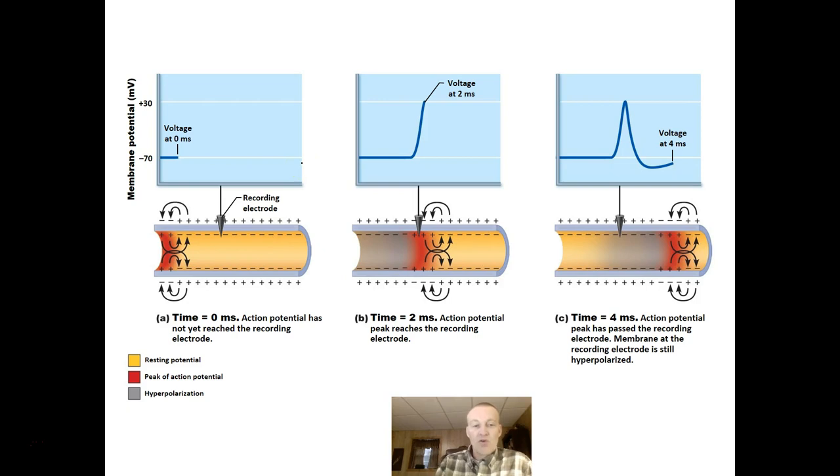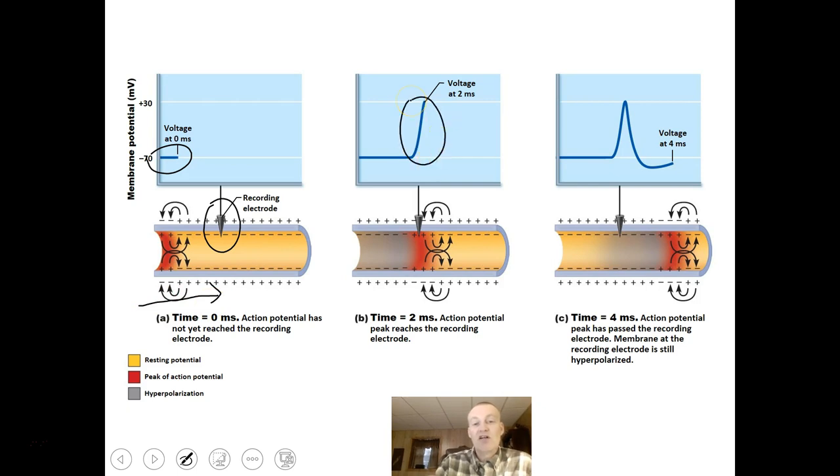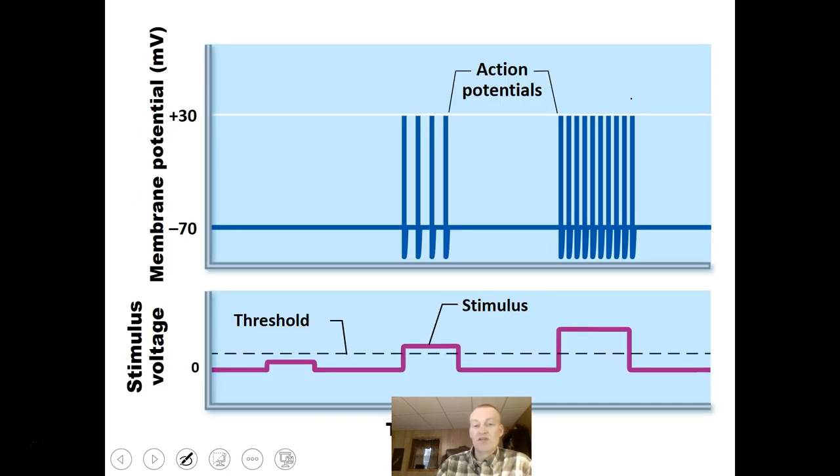So we can see the action potential coming through. If we take a look at putting a voltmeter right there, you can see it's at negative 70 millivolts. As the action potential spreads down the axon and goes past that voltmeter, you can see our positive charge flowing in. As it continues on, you can see the negative charge being reestablished. And that only takes somewhere in the order of less than 5 milliseconds to occur.